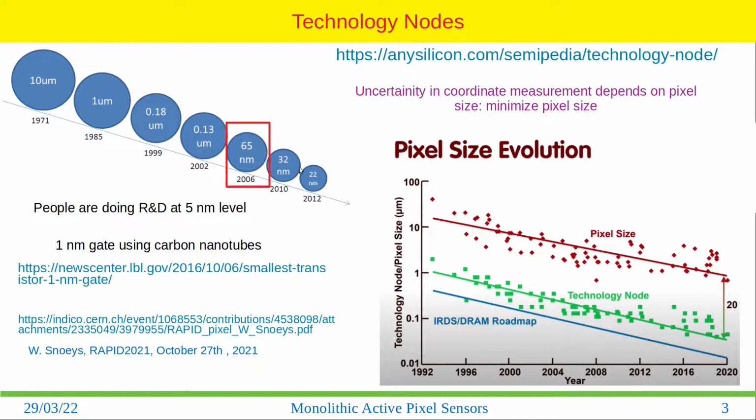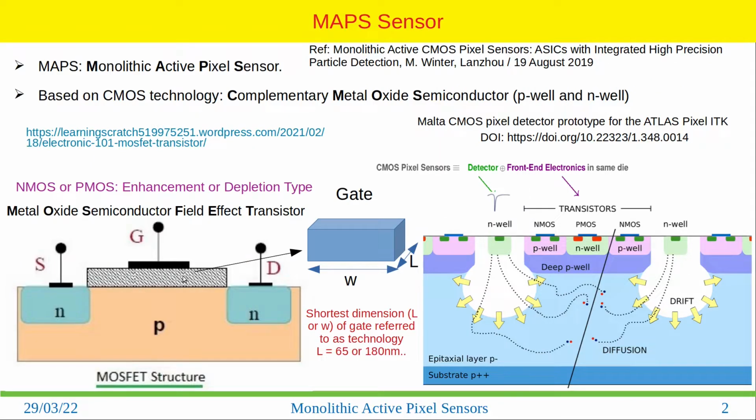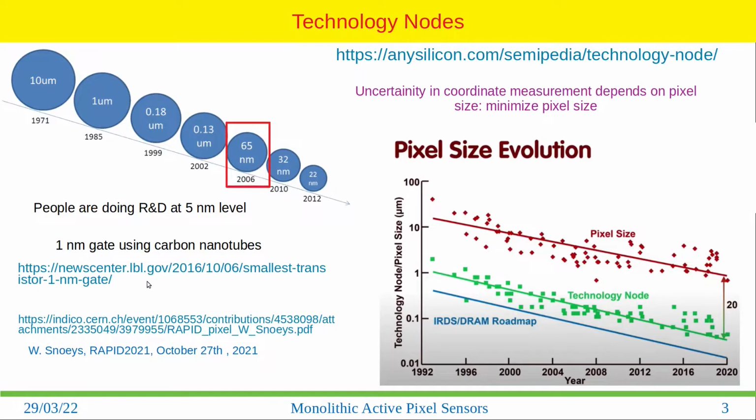To give you more of an idea, people are currently working on the 5 nanometer level, just doing R&D, but this is not feasible at a very large scale, though people are working on it. And just to give one more idea, a gate with a shortest dimension of 1 nanometer has been created by putting a carbon nanotube in the place of the gate. This is done at LBNL. You can see the link I will put in the description.